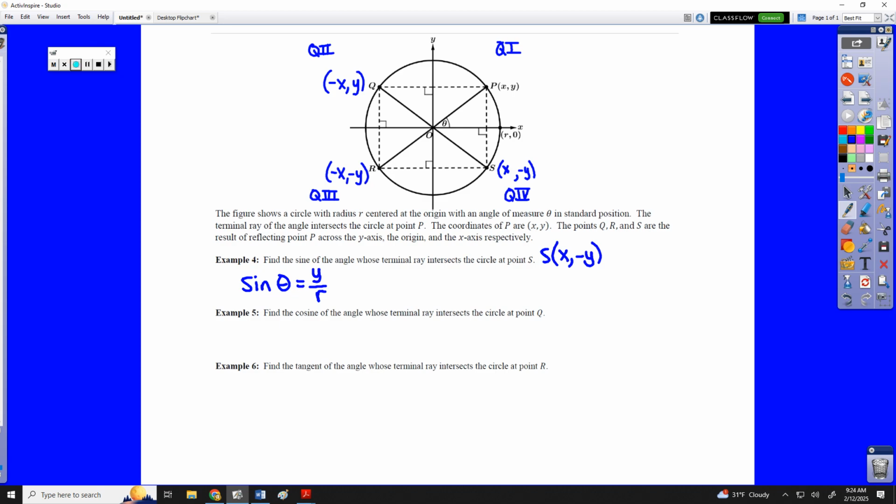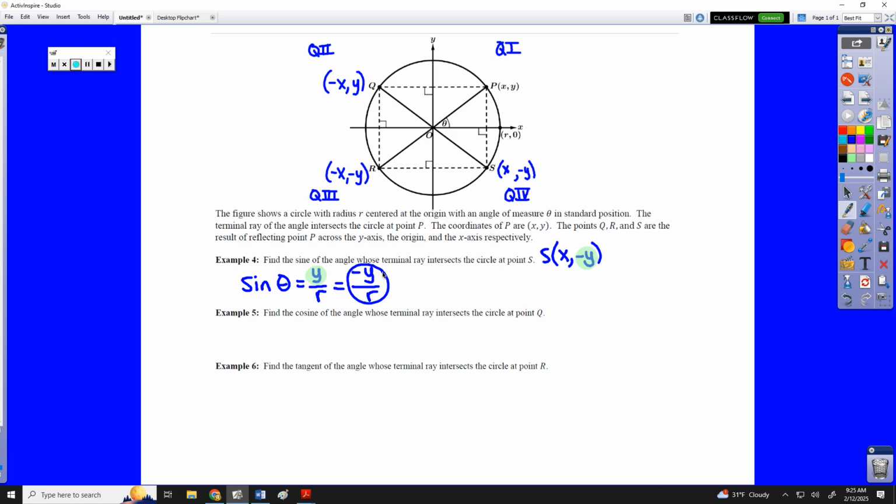For point S, that means we are going to be plugging in the y coordinate of point S, which is really negative y, and then the radius is still r. So our answer here would be negative y over r would be the sine of the angle whose terminal ray intersects the circle at point S.